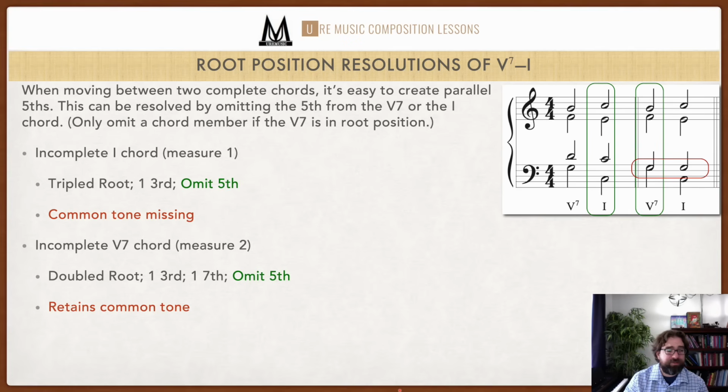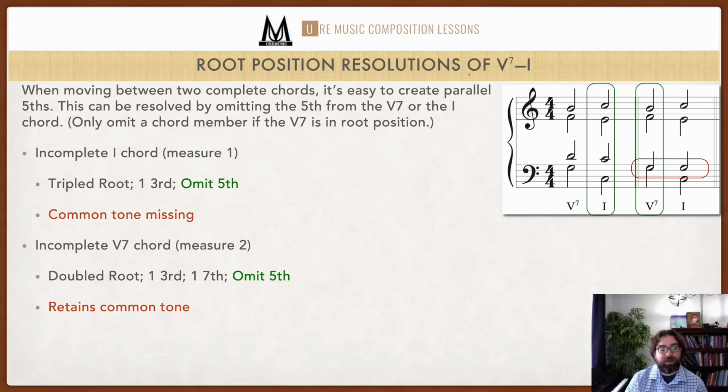So if we look at all this, if you have an incomplete 1 chord, which is the first measure, you're going to have a tripled root, you're going to have the 3, so that would be the E, and you're going to omit the fifth, so that would be the G. Notice that there's no common tone here. So this actually creates a very rough, almost ragged progression, because in the second option, that common tone helps to smooth the voice leading just a little bit. It creates some familiarity between the 5/7 and the 1 chord. With the first option, there's no familiarity because there's no common tone.